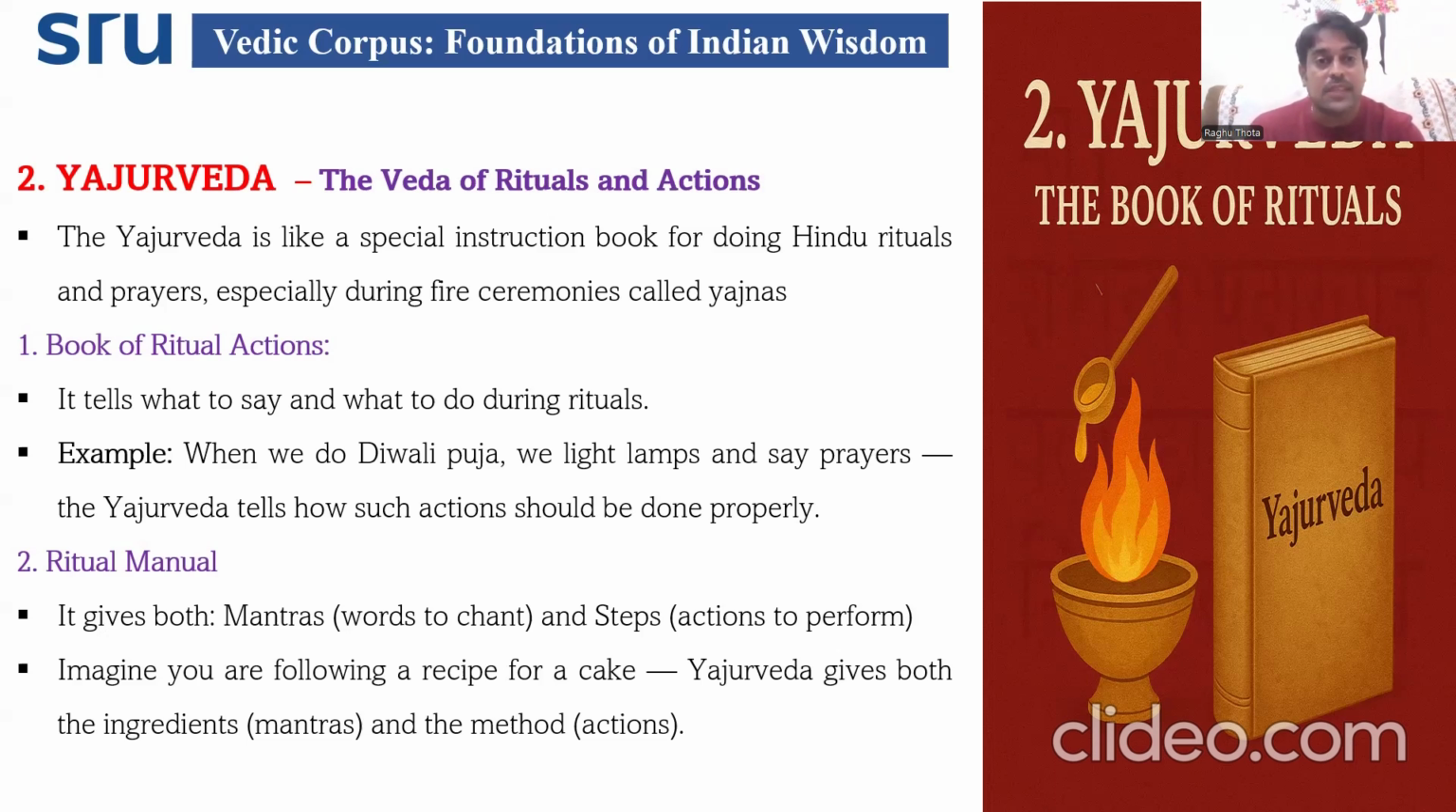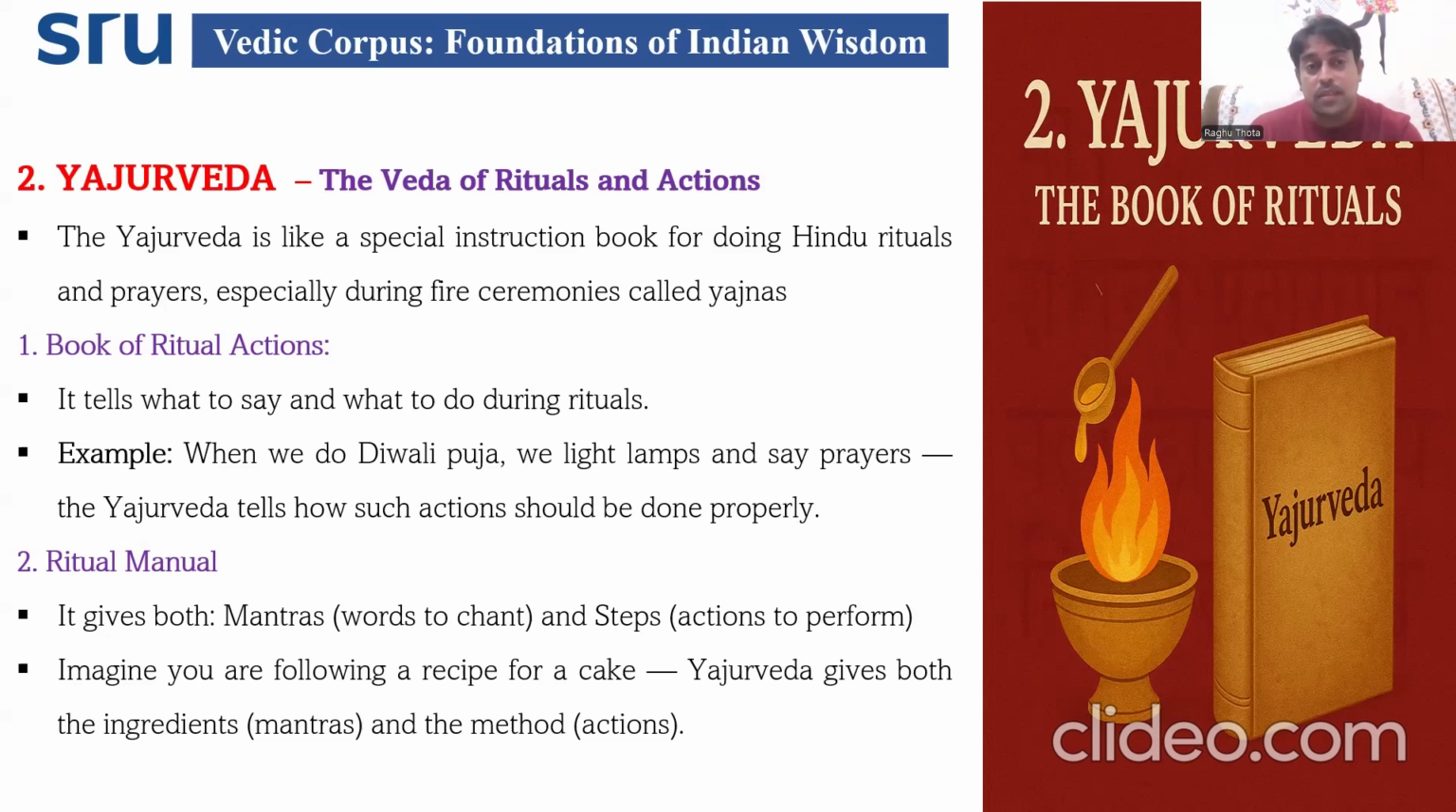The Yajurveda is like a special instruction book for doing Hindu rituals and prayers, especially during fire ceremonies called yagnas. In ancient times, they were very much interested in performing yagnas. For example, if there is no rainwater, immediately they would do yagnas. They perform the yagna and pray to the rain, the god of rain. And after yagnas, they actually had rains. So they had trust in it.